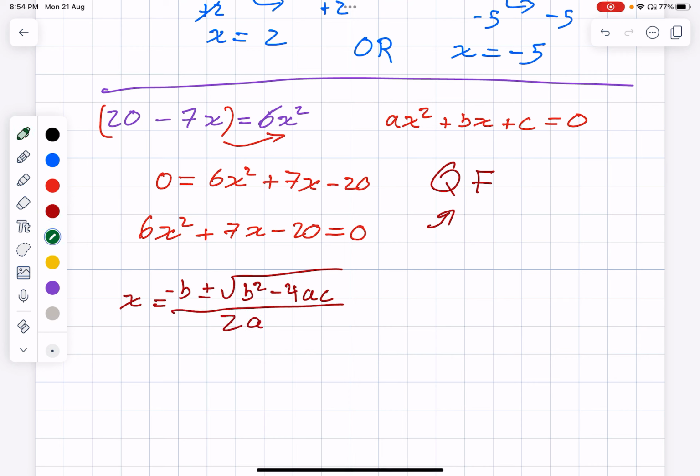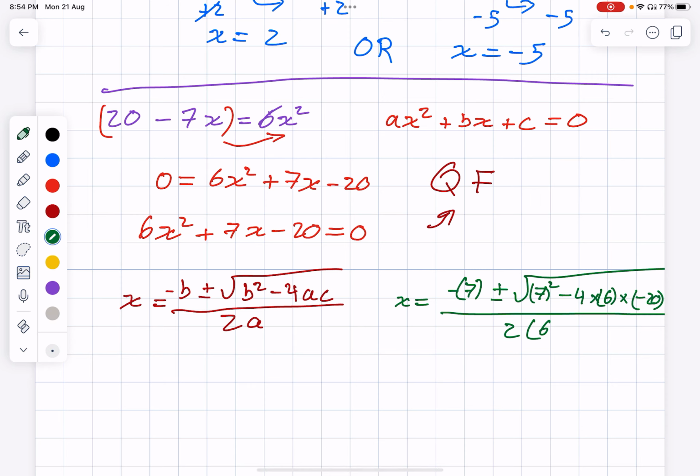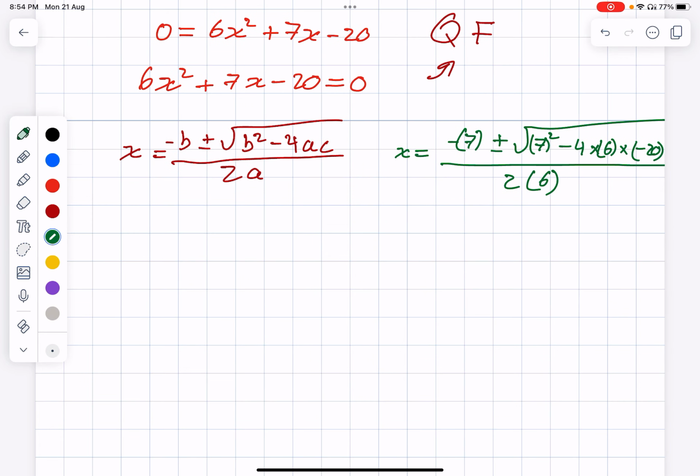Now, plug in these values and you will be getting this. x equal negative 7 plus minus square root of 7 squared minus 4 times 6 and times negative 20. All of that is above 2 times 6, which is a. Now, plug in these values, or if you want to see the process, here it is.